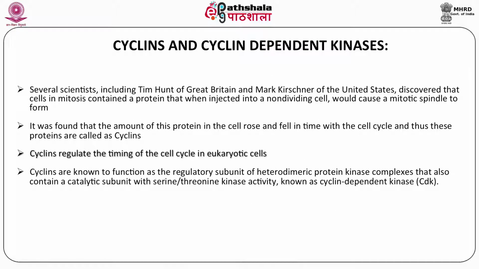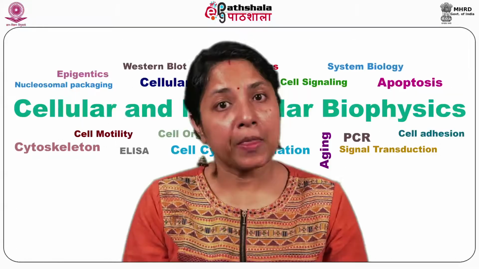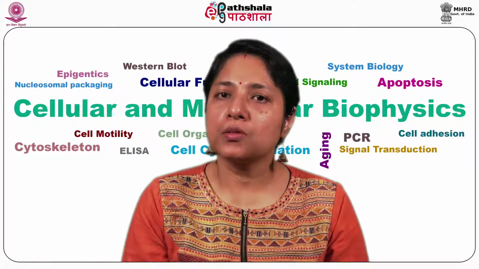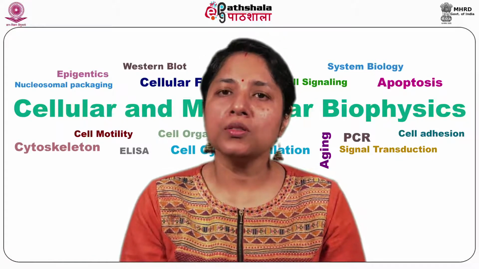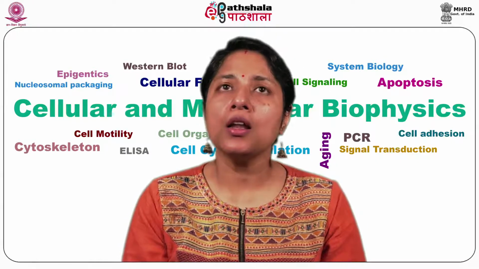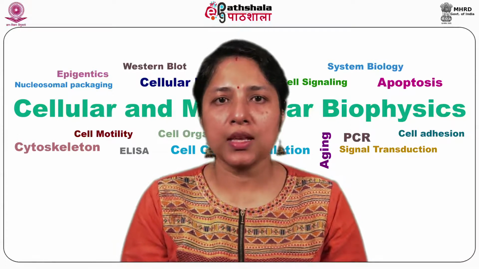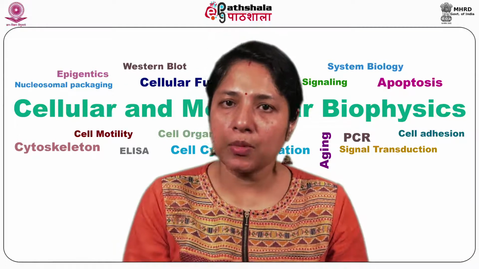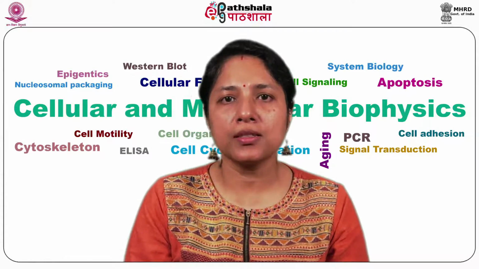Several scientists, including Tim Hunt from Great Britain and Mark Kirschner from the United States, discovered that cells in mitosis contain a protein that, when injected into a non-dividing cell, would cause a mitotic spindle to form. It was found that the amount of this protein in the cell rose and fell in time with the cell cycle, and thus these proteins are called cyclins because they keep fluctuating through the cell cycle. Cyclins regulate the timing of the cell cycle in eukaryotic cells.